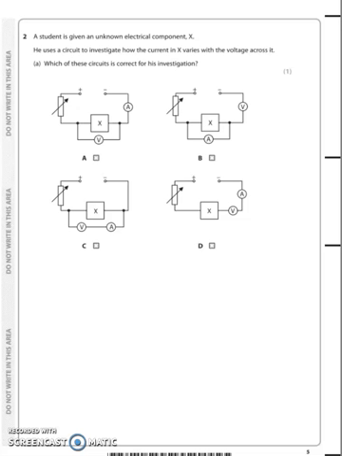This is June 2016, paper 2PR, and this is question number 2. The student is given an unknown electrical component, which I'm guessing is X here, and uses a circuit to investigate how the current in X varies with the voltage. Which of these circuits is correct for his investigation? So let's have a look through them.